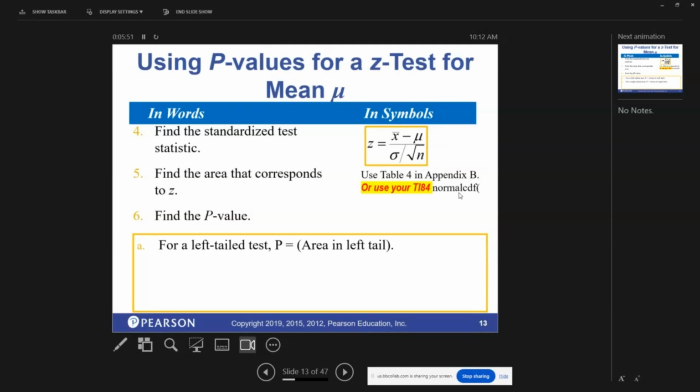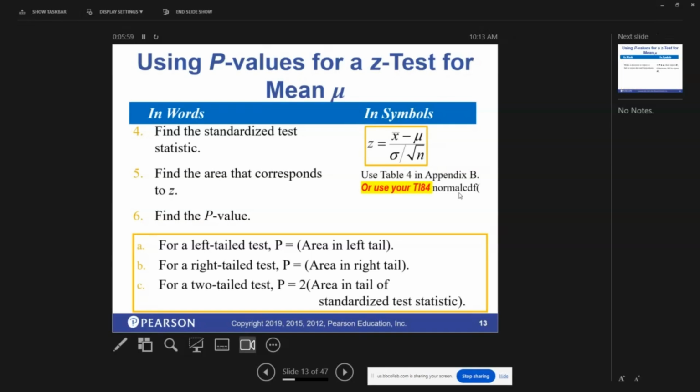And then remember, if it's left-tailed, then P is the area in the left tail. When it's right-tailed, P is the area in the right tail. And when it's two-tailed, you're going to take P as the value of 2 times the area that you find.